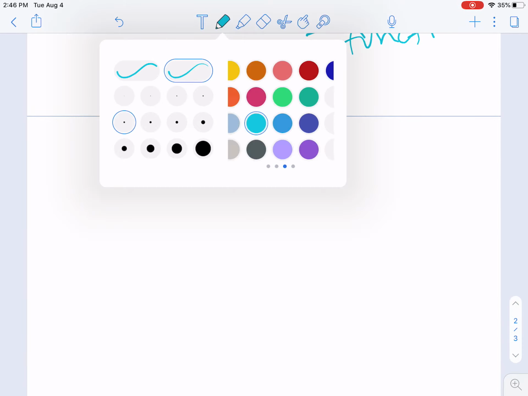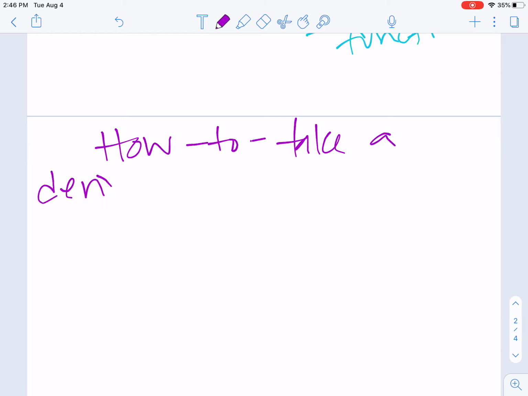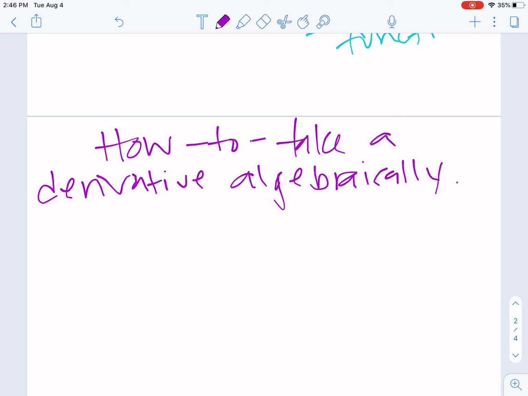What we're going to look at is how to take a derivative algebraically. Now, I'm going to show you the easiest version. It is one way. It's only going to work for a handful of functions, but honestly, the majority of the functions that we deal with, this is all you're going to need to know.